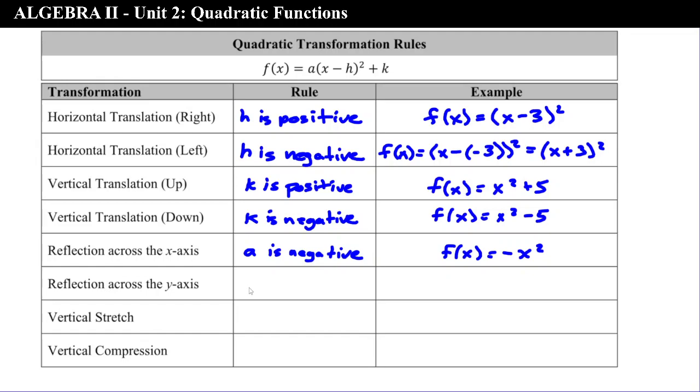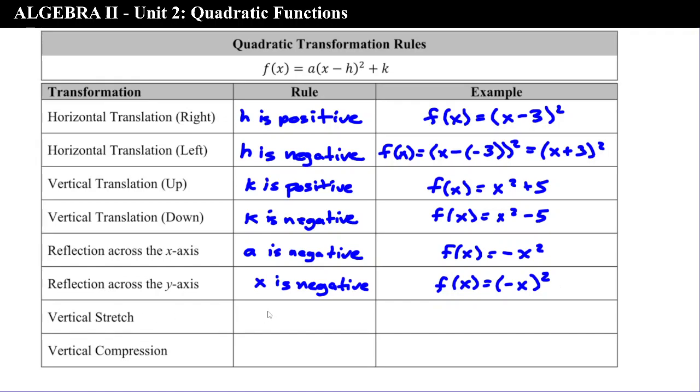A reflection across the y-axis occurs when x is negative. Now you have to be careful here because you may say, well, isn't x negative here? Well, remember your order of operations. You're squaring before you have the minus sign, right? So to have a reflection across the y-axis, you would have to make x negative before you square it, and so it would have to be placed inside the parentheses.